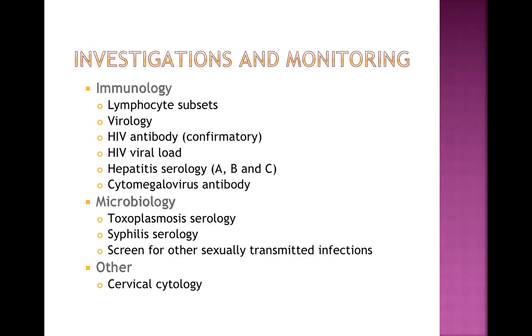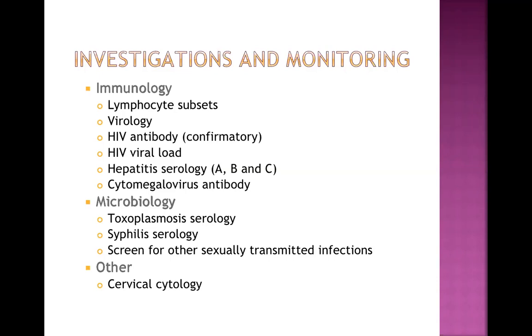Regarding some of the microbiological tests, toxoplasmosis serology or TORCH screening, syphilis serology, VDRL or RPR, and screening for other sexually transmitted infections must be done. That is a routine test, because once we diagnose one type of STI in a patient, other sexually transmitted infections can also be very common because the modes of transmission are the same. For the diagnosis of cervical dysplasia or cervical carcinoma, cervical cytology must be done, and that is done by pap smear.